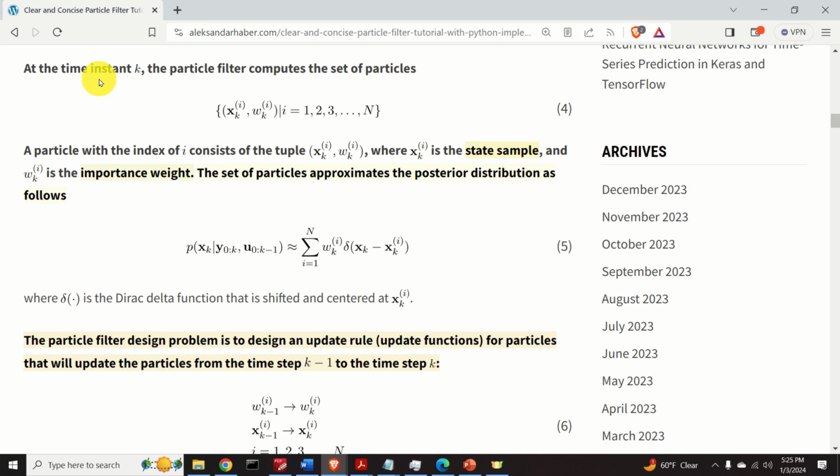At the time instant k, the particle filter computes the set of particles denoted like this. A particle with the index of i consists of this tuple where x_k^i is the state sample and w_k^i is the importance weight. The set of particles approximates the posterior distribution like this, as a sum where the sum goes from 1 to N, and this is a weighted sum. Here, delta is the Dirac delta function that is shifted and centered at the particular sample x_k^i.